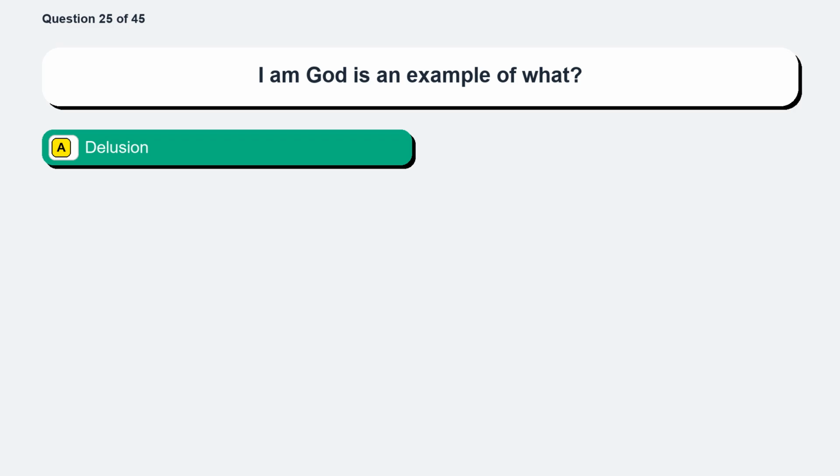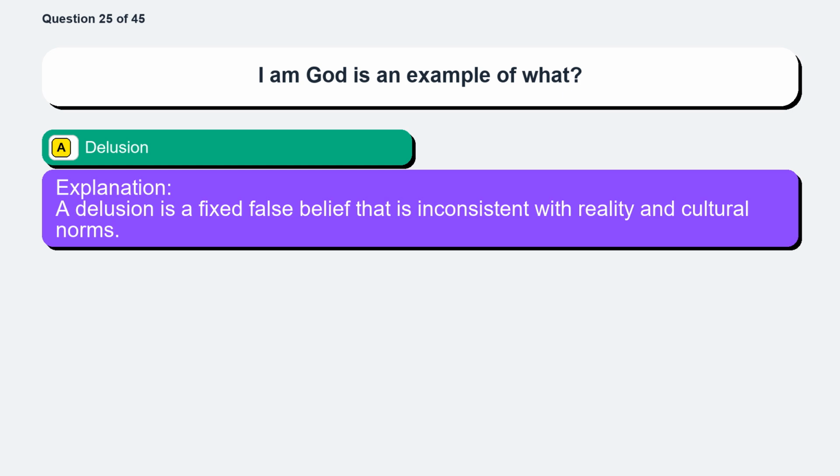The correct answer is option A, delusion. A delusion is a fixed false belief that is inconsistent with reality and cultural norms.